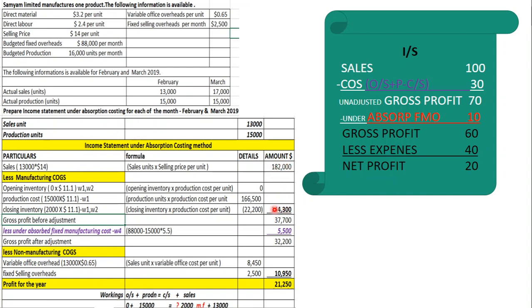And when you deduct it from the sales, you get your gross profit before adjustment. In this question there is under absorbed fixed manufacturing overhead, so we deduct it and you get a gross profit. Then we deduct the expenses. Here we term it as the non-manufacturing cost of goods sold. So all of the expenses are deducted here, and then you get profit for the year. So now let's see how the whole thing is solved.